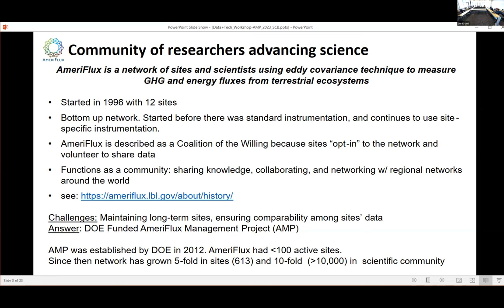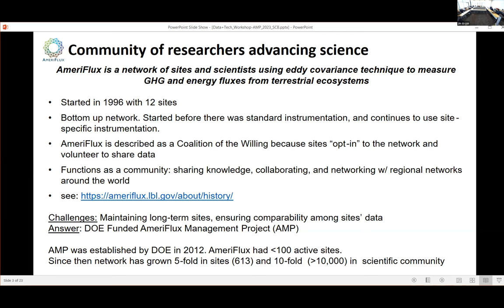As I said, it's a coalition of the willing because people opt in. It's voluntary to join the AmeriFlux network and to share data. We have different data sharing policies that are tailored to the site team needs. We really function as a community where we share knowledge, which is something we're trying to foster, especially after the connection we had during COVID. At least, that's the way I feel. We promote collaboration and networking with regional networks around the world.